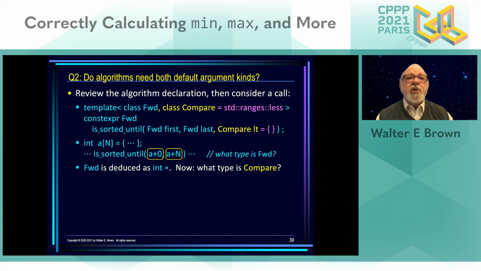But notice that this call did not provide a third argument. So the default kicks in. So what type will Compare be deduced as? And again, give it some thought. I'll be back in a few seconds.